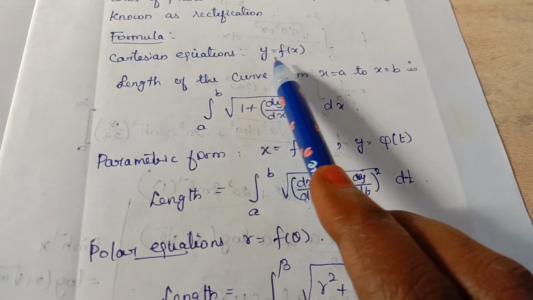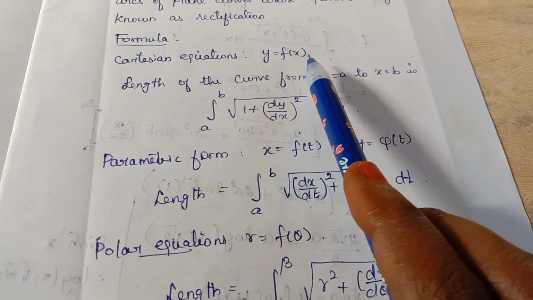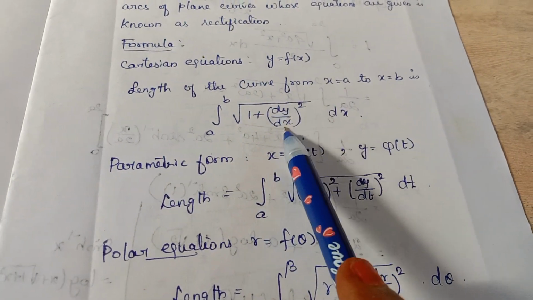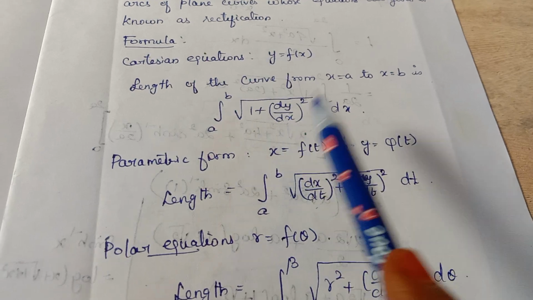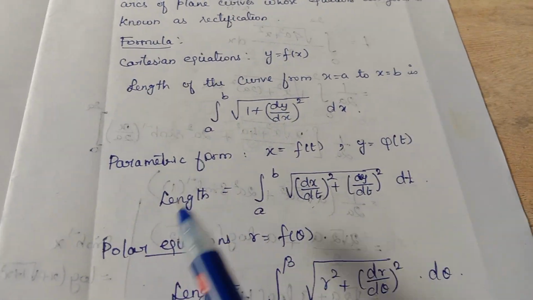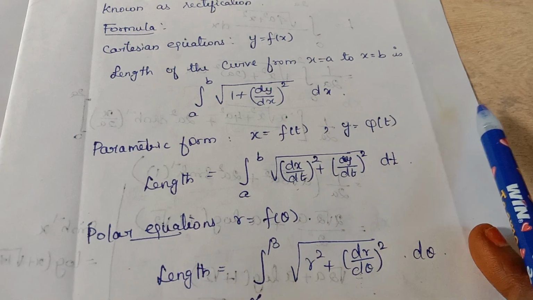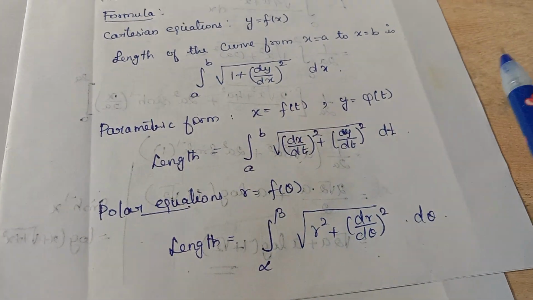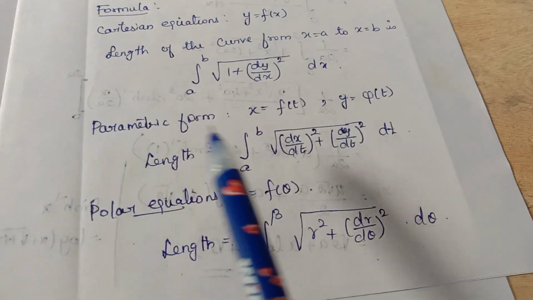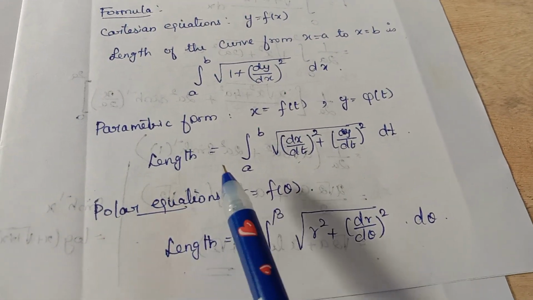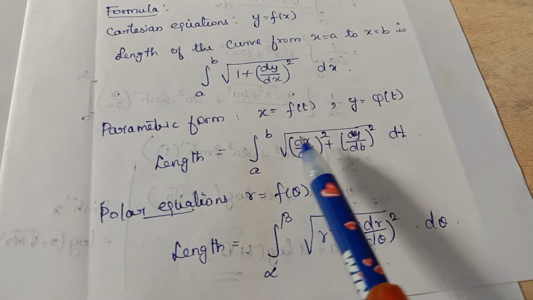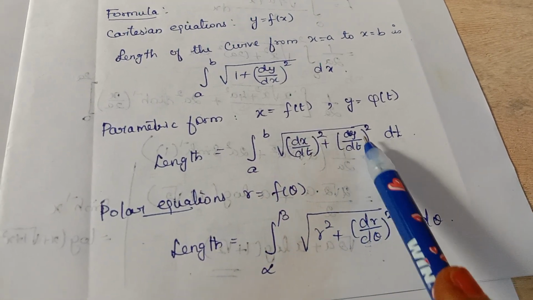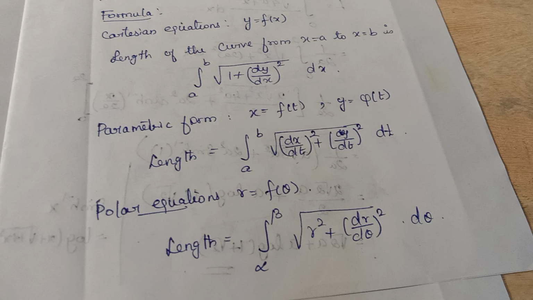Sometimes the curves may be given in the form x equal to f of y. In that case, just change it: instead of dy by dx, it will be what? dx by dy. Then, suppose the curve is given in the form of parametric equations, x equal to f of t and y equal to phi of t. In terms of the parameter, the length is equal to integral a to b square root of dx by dt the whole square plus dy by dt the whole square into dt.